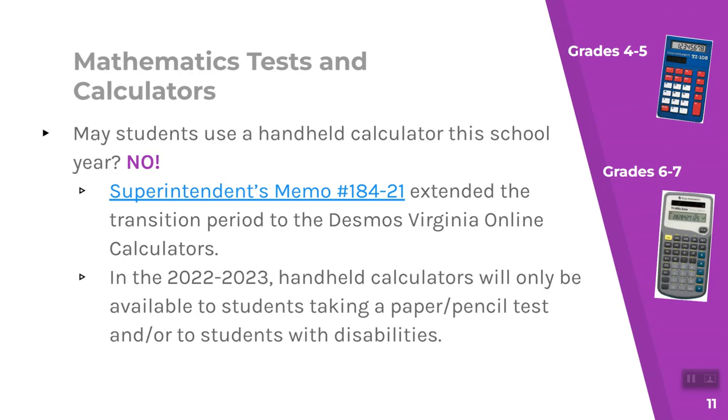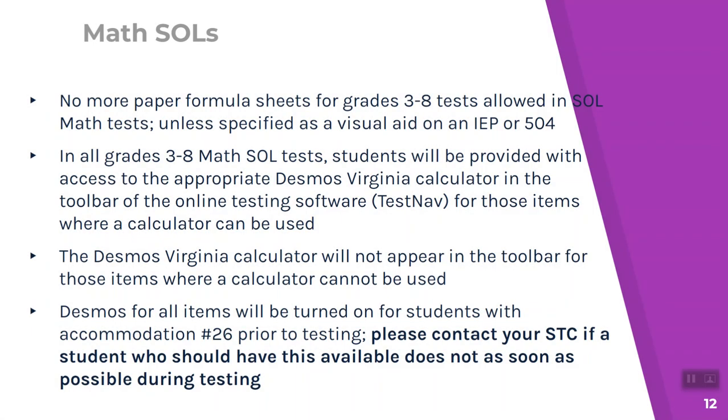Handheld calculators are no longer allowed unless specifically written in an IEP or if a student is taking a paper pencil test. Similarly, there are no more paper formula sheets. The calculator will appear in the toolbar when it is allowed, and when it is not allowed, it will not be there. Please train your students to look for this tool.